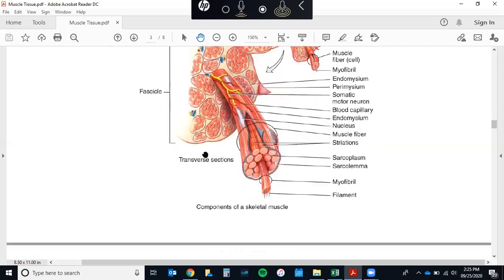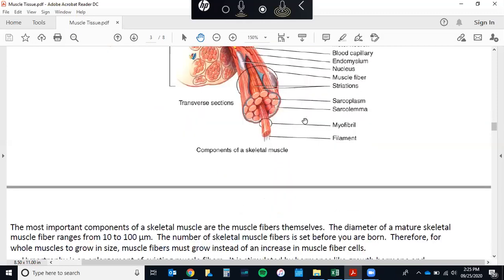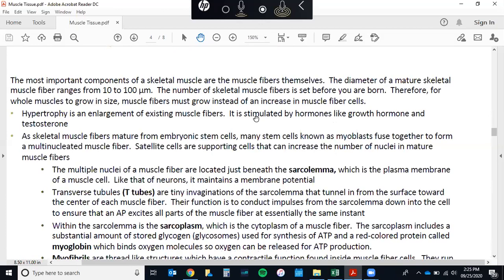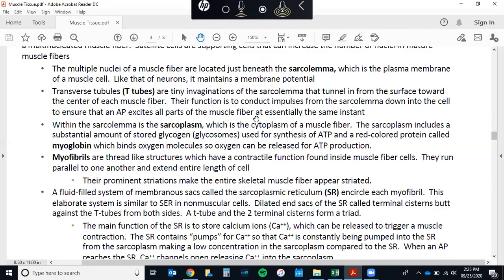Okay, so here on this next page, we're going to talk about the structures of a muscle fiber, which I will give you a couple seconds here to write down.